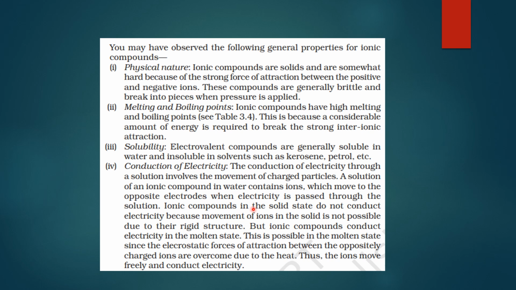Now, ionic compounds conduct electricity in molten state. This is possible in the molten state since the electrostatic forces of attraction will be overcome due to the heat, and ions can move freely and they can conduct electricity. But as you know, when will they convert to liquid form? At very high temperatures. So taking a solution is a better option.